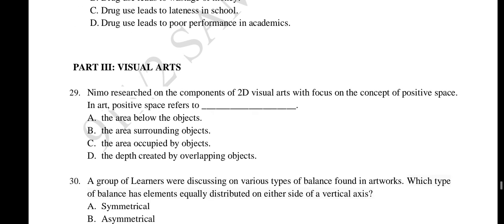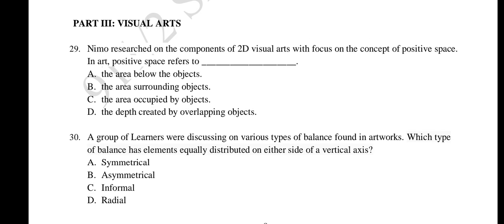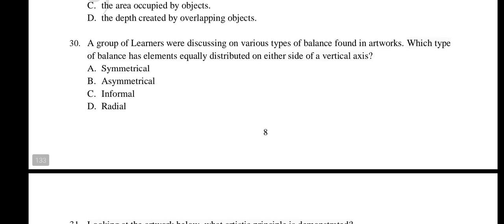Then visual arts. Nemo researched on the components of 2D visual arts in focus to the concept of positive space in art. Positive space refers to the area below the object, the area surrounding the object, the area occupied by the objects, and the depth created by overlapping. Positive space refers to the area surrounding the objects.